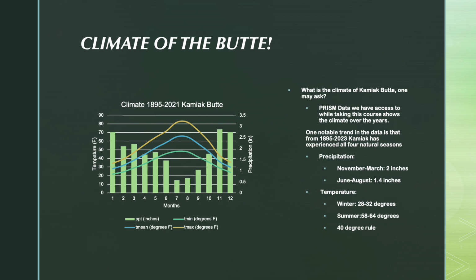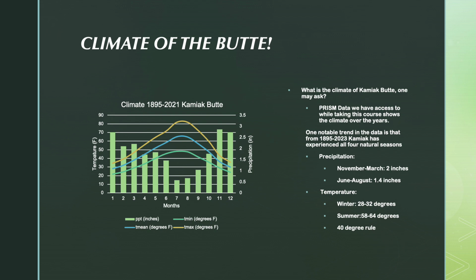Precipitation on average from November to March is around 2 inches, and June to August is about 1.5 inches. And the temperature on this butte ranges from 28 to 32 degrees in the winter, and in the summer months, it's usually around 58 to 64 degrees, which seems a little low to me, but again, this is an average from 1895 to 2023. And around 21.76 inches of precipitation per year is mostly from snow.